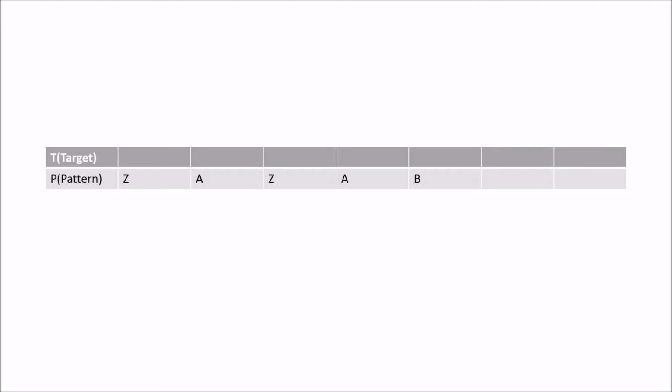Let's take an example. Let's say that we have ZAZAB as our pattern string, and this string matches the first four elements of our target string, but mismatches on the fifth element, aka our target string looks like this, ZAZA?, where the question mark denotes the mismatched fifth character.